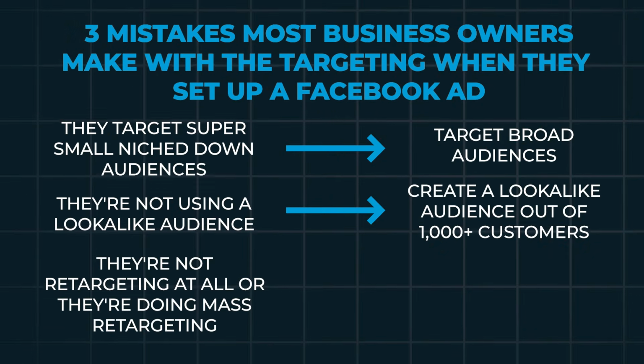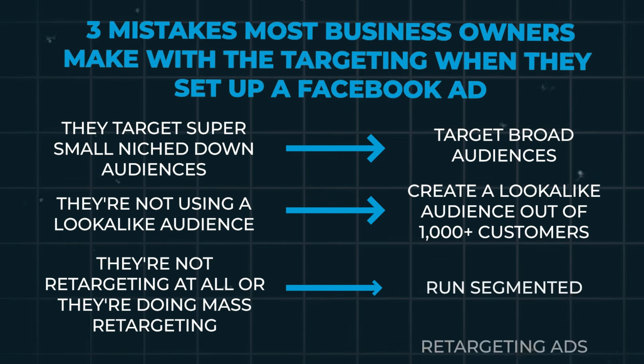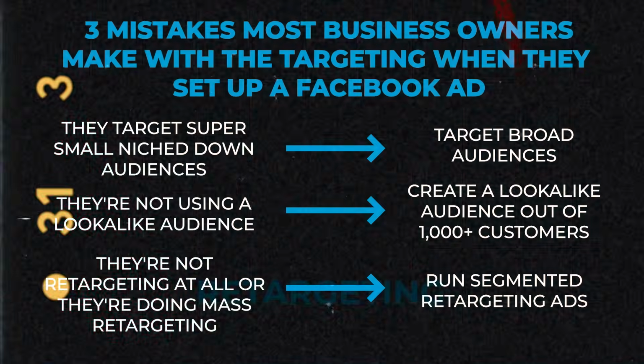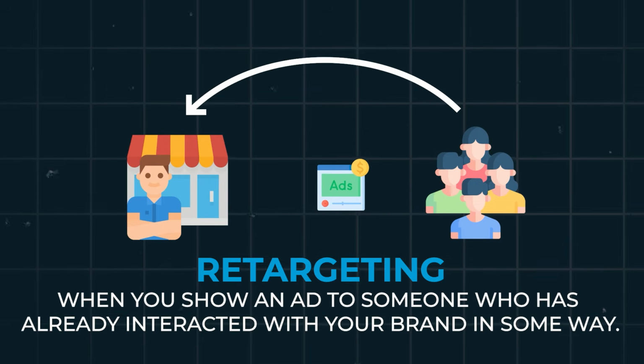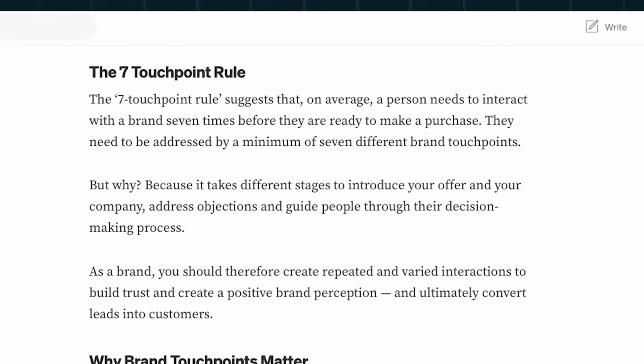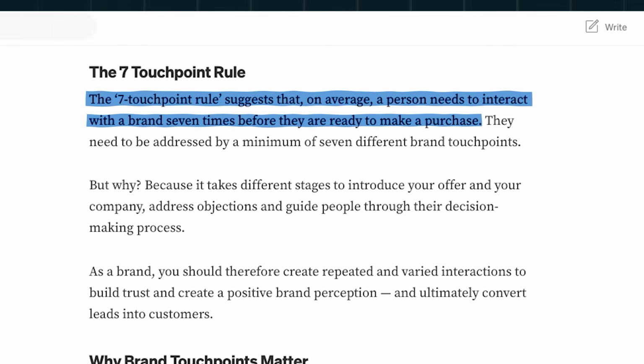And then the last mistake we said business owners make is either failing to retarget correctly or at all. Retargeting is when you show an ad to someone who has already interacted with your business in some way, aka a warm audience. You want to deliver ads to a retargeting audience because on average, it takes a person 7 interactions with a brand before they feel confident enough to buy from that brand. Unless you sell something that's more of an impulse buy, you're likely not going to get a sale after someone sees your ad just one time.